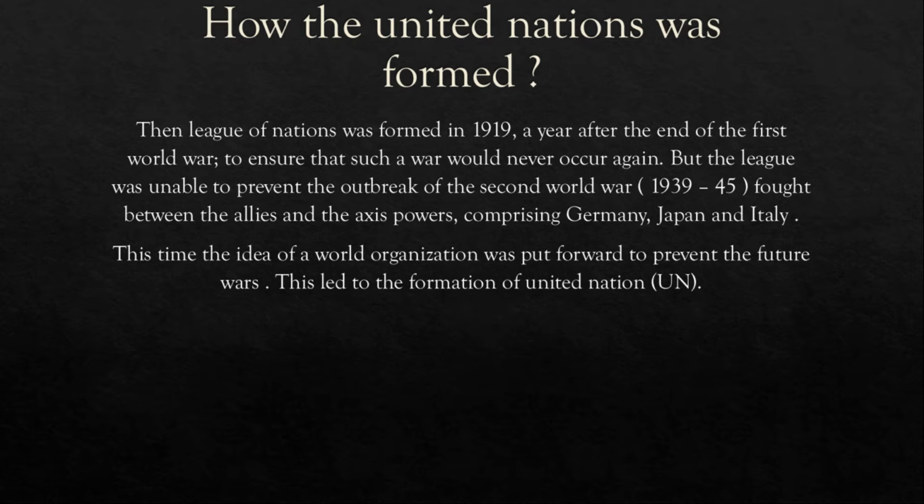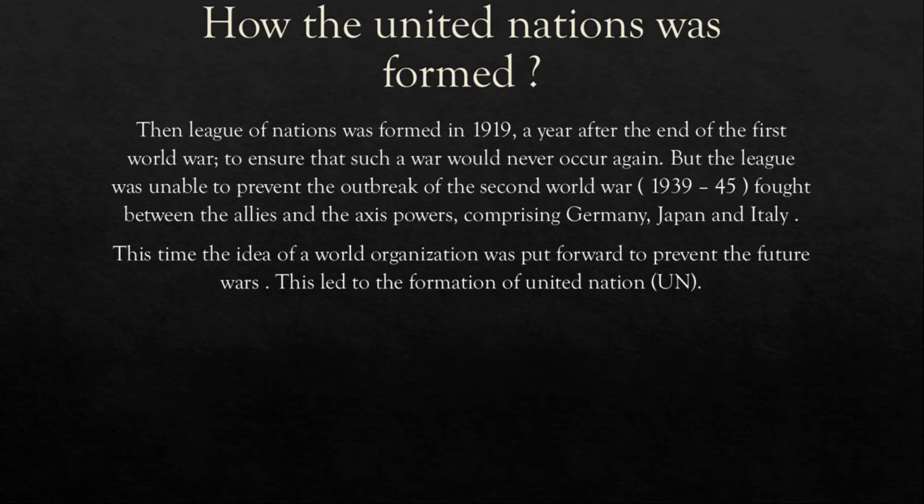The League of Nations is just similar to the United Nations. It was also formed just like the UN, with the perspective of preventing any further war. But no, it couldn't. The Second World War happened just 20 years after the League of Nations formation, that is 1939. From 1939 to 1945, there was the outbreak of the Second World War, fought between the Axis powers and the Allied powers. Allied powers means France, Britain, Russia, and the Axis powers means Germany, Japan, Italy.